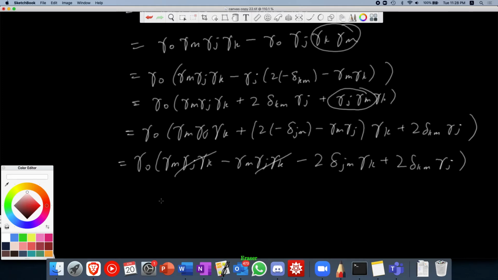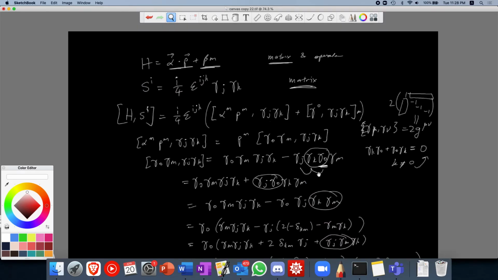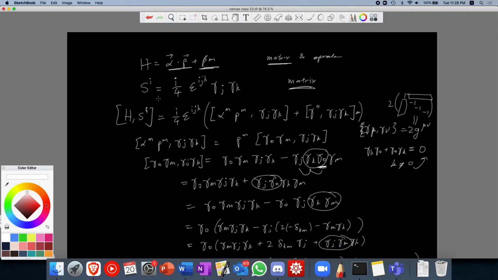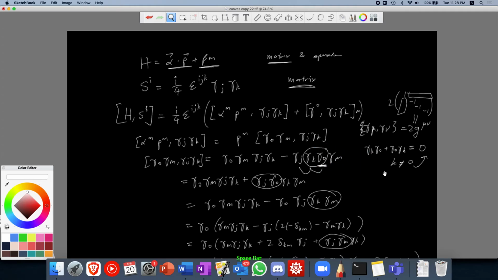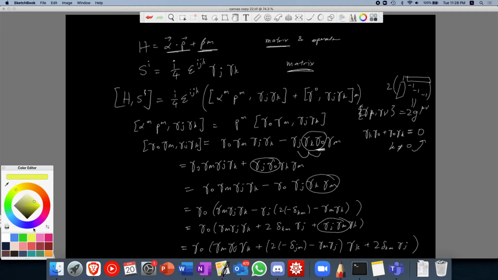Okay, so it's time to substitute it back in, but let's write it nicely first. So we have 2 gamma naught, sigma km gamma j minus sigma jm gamma k. Okay, so let's substitute it back into here. So what was the equation that we're looking for? We're looking for this.